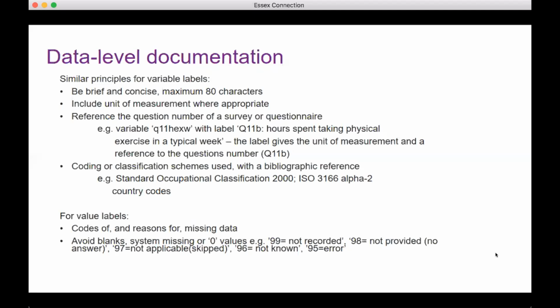Similarly for variable labels, some of the same applies. Make sure that they reference the question text and that it includes units of measurement where that is applicable. Value labels as well, ensure that they are described, and that missing values are declared and differences between these are recorded separately. So, you know, missing as opposed to skipped questions, etc.